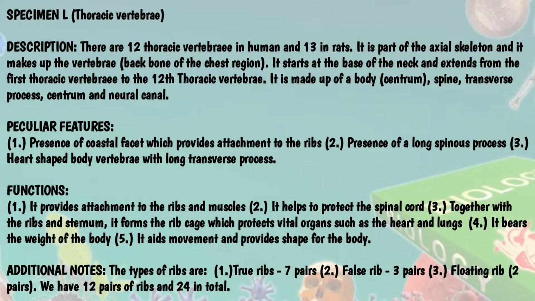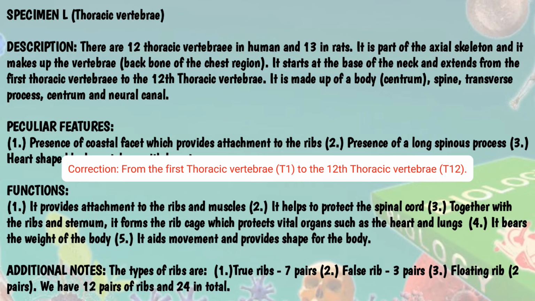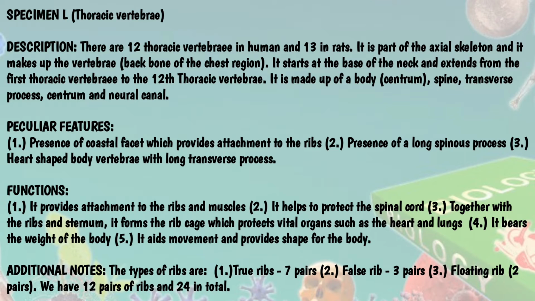But what we are looking at today is a part of the axial skeleton. And just to add, it is the backbone of the chest region. So the thoracic vertebrae begin from the neck, that is from the seventh cervical vertebra to the first lumbar vertebra. So a characteristic of this bone is that it has what we call a body or a centrum. It has a spine, it has a neural canal, and then it has the transverse process. So those are general features they share with other vertebrae.